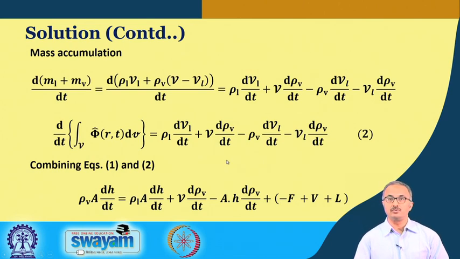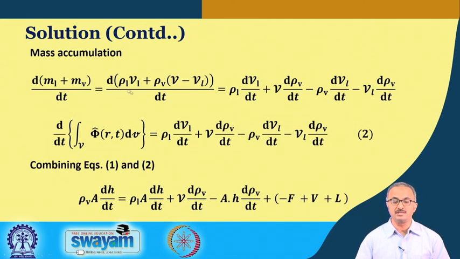Now, coming to the mass accumulation term, we see that the mass within the evaporator comprises two components: the mass of the liquid and the mass of the vapor. We put the mass of the liquid in terms of the density and the volume of the liquid, and the mass of the vapor as the density of the vapor and the volume of the vapor. The volume of the vapor is the total volume of the container minus the volume of the liquid, so we avoid an extra variable, that is the volume of the vapor.